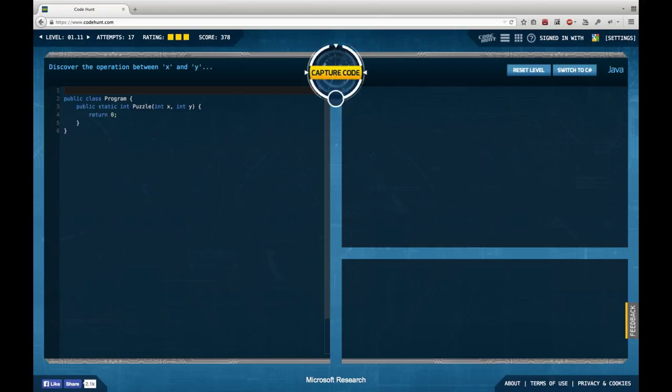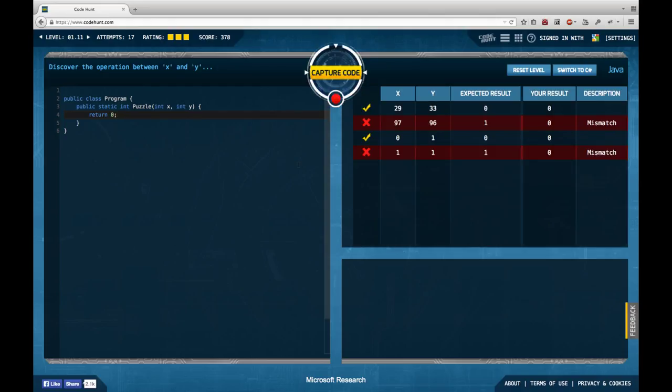Let's start with the 11th task of sector 1, which is this neat little puzzle with two input values, x and epsilon, and the default implementation says return 1. So let's generate some code examples to try to figure out what's actually going on here. We have x and epsilon as inputs. If we have 29 and 33, this outputs 0. If we have 97 and 96, this outputs 1. If we have 0 and 1, this outputs 0, and if we have 1 and 1, this outputs 1.